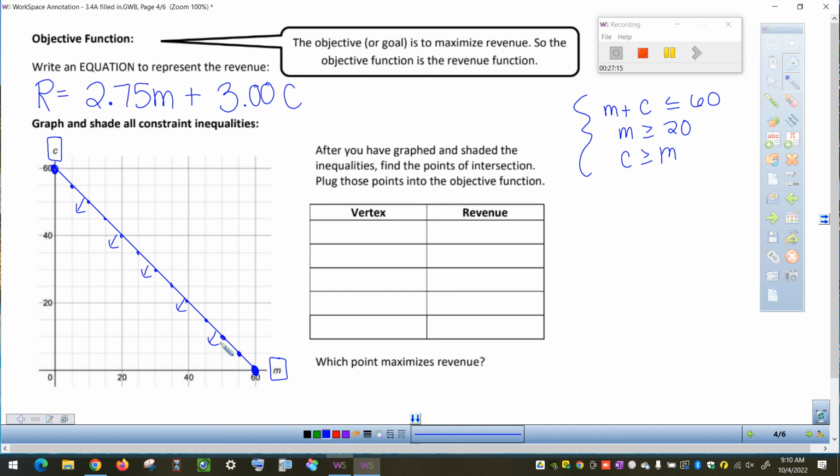Okay, now the second one, this one's going to be a little bit easier to graph because it's just m is greater than or equal to 20. It's only one variable, so it's not going to be a diagonal line. This one is actually going to be a vertical line because it's going to go through the m value of 20, which is right here. So we're going to go ahead and draw a vertical line through the m value of 20, and if it has to be greater than or equal to 20, well, numbers that are greater than 20 are to the right, so we would be shading to the right of that line.